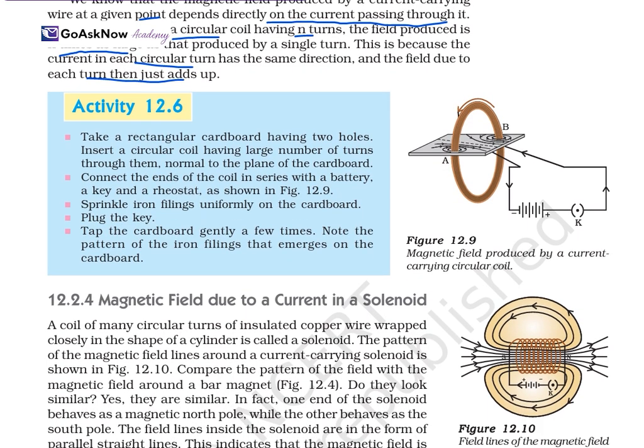We have one activity on the magnetic field produced by a current-carrying circular coil. First, take a rectangular cardboard with two holes, and insert the circular coil having a large number of turns through it, with the coil's plane normal to the cardboard. Connect the ends of the coil to a battery. As you can see from the diagram, a key and a rheostat are also there.